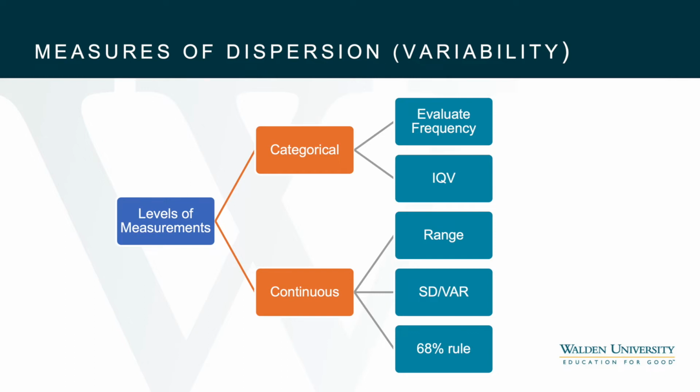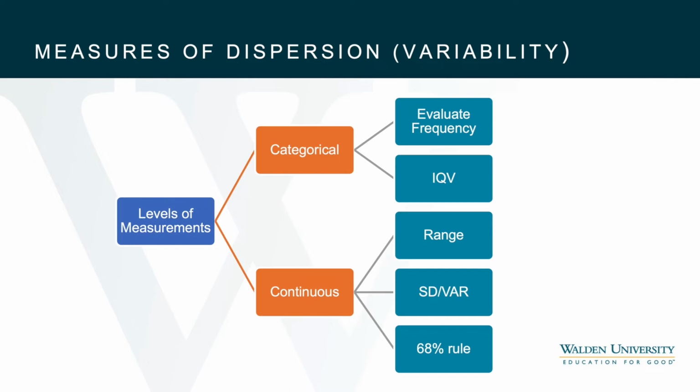For the continuous variable, again, we can assess the range, the distance between the minimum and the maximum. We can look at the standard deviation and the variance. If we had more than 1 continuous variable, we can compare that. And we can look at the 68% rule. And that is a rule that we deduct from the histogram.